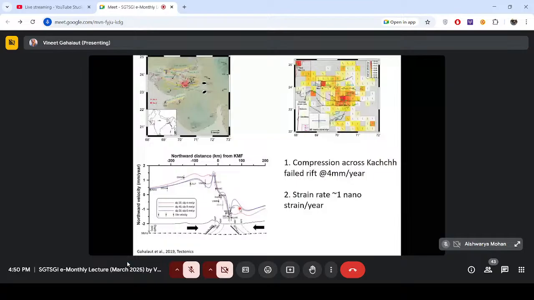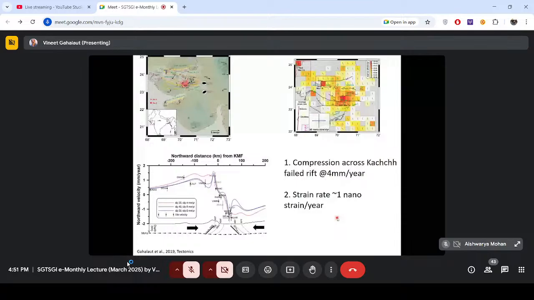Now, if you put a slip on these faults, for example, the Kutch Mainland Fault, Allah Bund, the Nagar Parkar or the Island Belt, then these are the curves you will get, and these curves are again consistent with the observations. So you have a clear signature of compression across Kutch Failed Rift. You can estimate the strain rate here, and it is about 1 to 2 nanostrain per year. Remember, the strain rate in the Himalayan region is about 100 nanostrain.